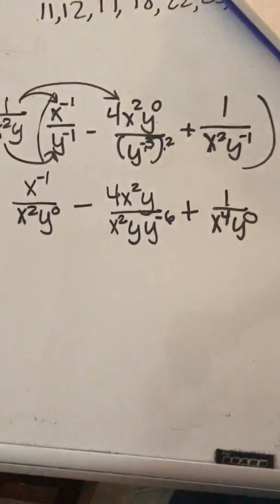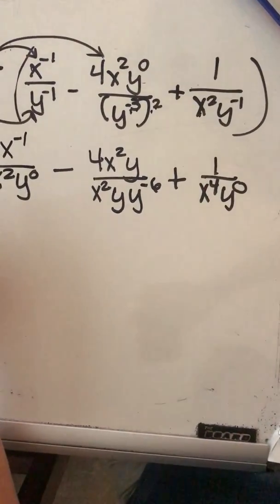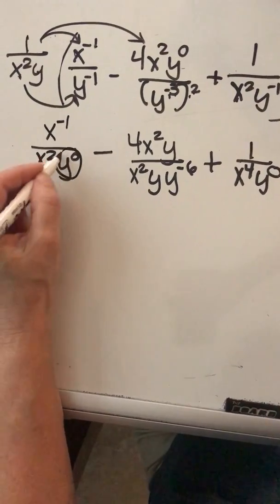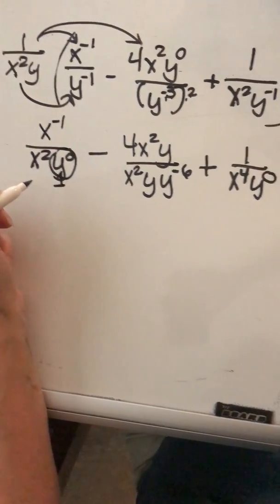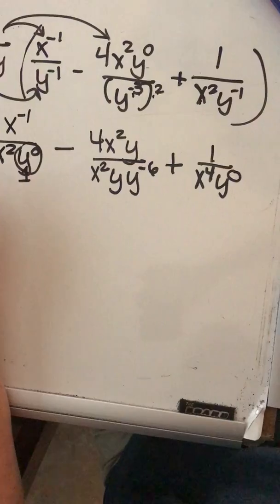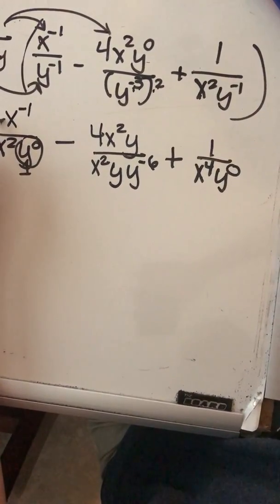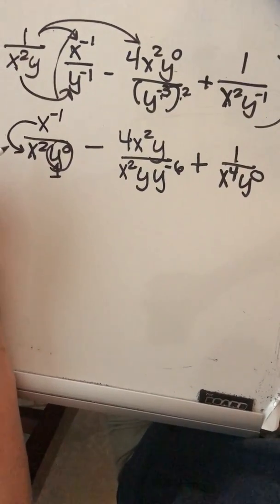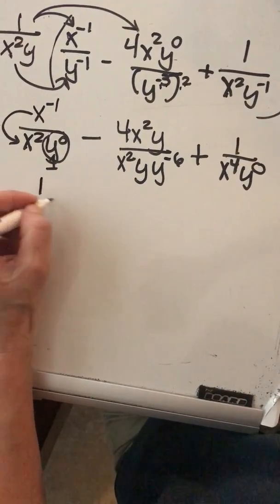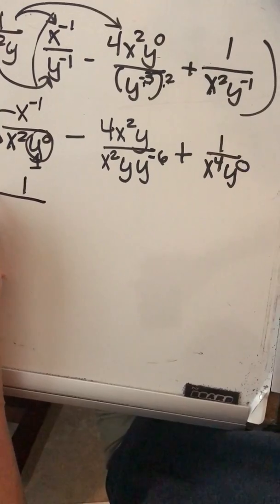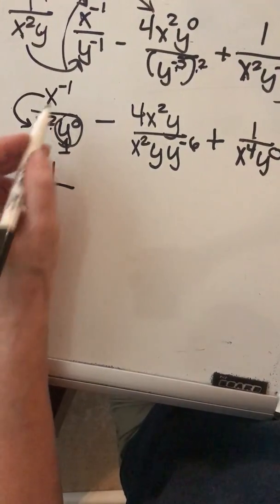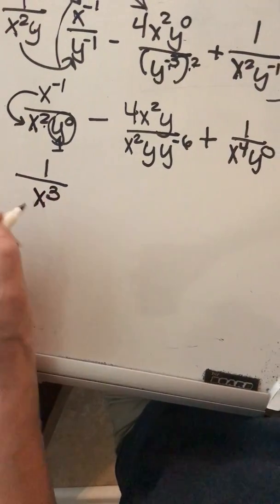All right, so now I'm left here. And it wants all of the exponents positive. y to the 0 power is just 1. So I'm going to leave it 1. I move my smallest exponent to where my highest exponent is. So I'm going to move that x to the negative 1, leaving a 1 in the numerator. And when I move to the denominator, it becomes positive. So that's 1 over x to the 2 plus 1, which is 3.